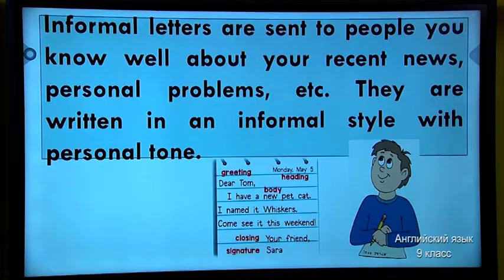Great. So, next one. I want to explain to you, we have two letters, informal letters and formal letters. So, first one, I want to explain informal letters. Informal letters are sent to people you know well about your recent news, personal problems. They are written in an informal style with a personal tone.